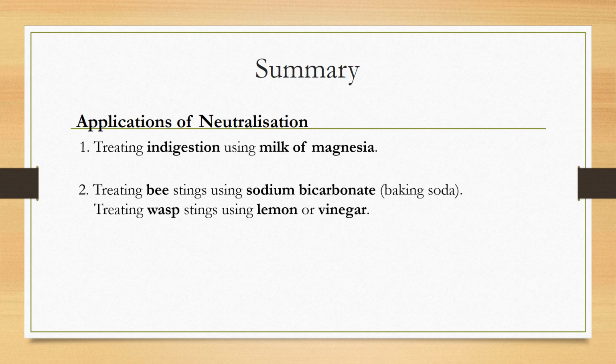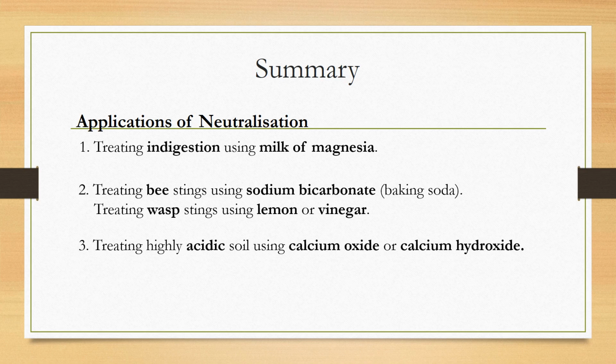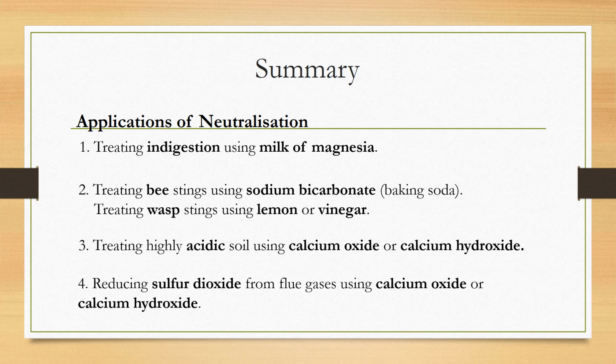On the other hand, wasp stings are basic. Therefore, they are treated using acidic substances such as lemon or vinegar. Acidic soil, caused mainly by excessive use of fertilizers and acid rain, can be treated using basic calcium oxide or calcium hydroxide. Industrial emission of acidic gases such as sulfur dioxide can be reduced by treating them with basic calcium oxide or calcium hydroxide.